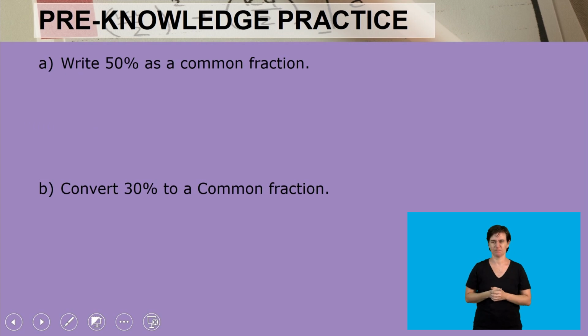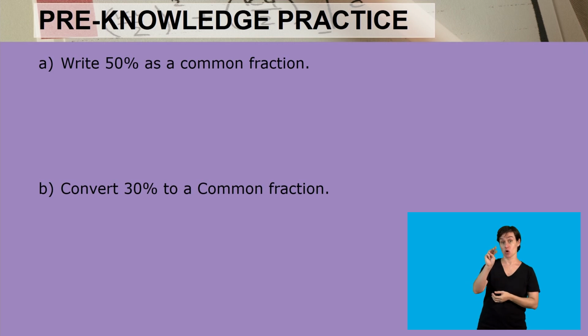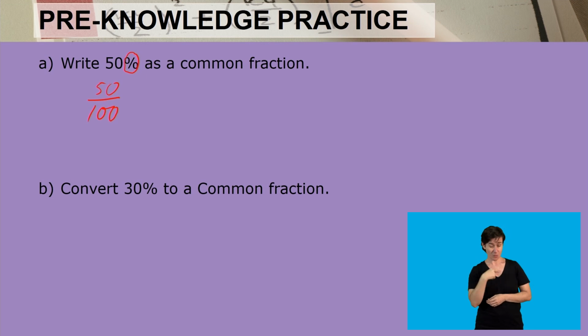Let's look at an example. Our first example is writing 50% as a common fraction. The symbol percent represents 100. So it will be 50 out of 100. That is our common fraction. So each time we write a percentage, we need to realize that the denominator is 100.